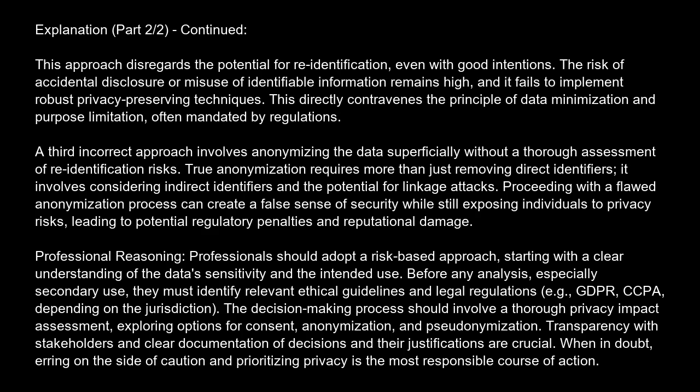A third incorrect approach involves anonymizing the data superficially without a thorough assessment of re-identification risks. True anonymization requires more than just removing direct identifiers. It involves considering indirect identifiers and the potential for linkage attacks. Proceeding with a flawed anonymization process can create a false sense of security while still exposing individuals to privacy risks, leading to potential regulatory penalties and reputational damage.